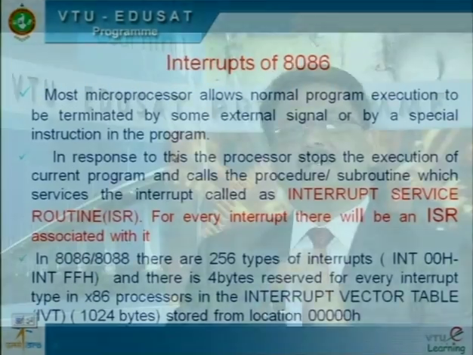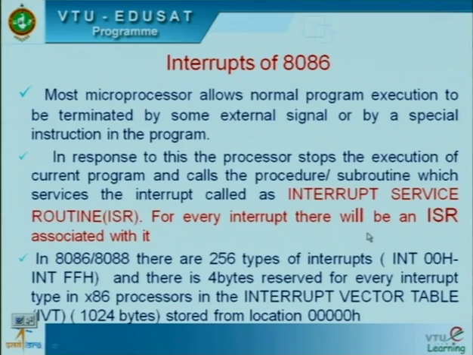Now let us pass on to the last part of this module 2, that is interrupts in 8086. Now you know what is the need of interrupts. Interrupts are basically requests, external signals which are coming from other devices, or specifically from the IO devices, requesting for service from the CPU.